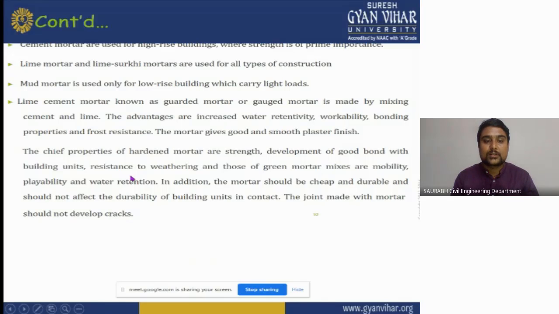The chief properties of hardened mortar are strength, development of a good bond with the building units, and resistance to weathering, and those of green mortar mix are mobility, plasticity, and water retention. In addition, the mortar should be cheap and durable, and should not affect the durability of building units in contact. The joint made with the mortar should not develop cracks.